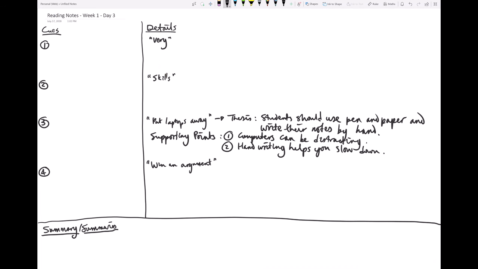Okay, back to the notes. Handwriting helps you slow down. And I might elaborate on this. Helps you slow down to remember what you learned better or for longer.